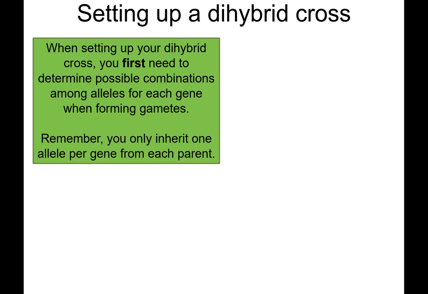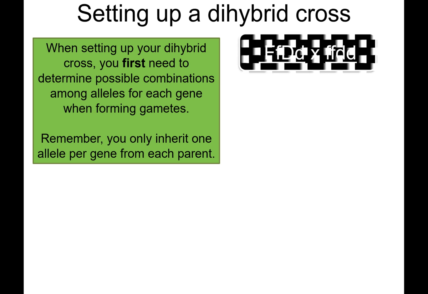The next thing you have to do is figure out how you're going to set up the dihybrid cross. When you're setting up your dihybrid cross, you need to figure out the combinations of the alleles that would form the gametes. What does that mean in simple terms? You have to figure out what you're going to write on the Punnett square for the parents. There's a trick to doing this. Here are your 2 parents.